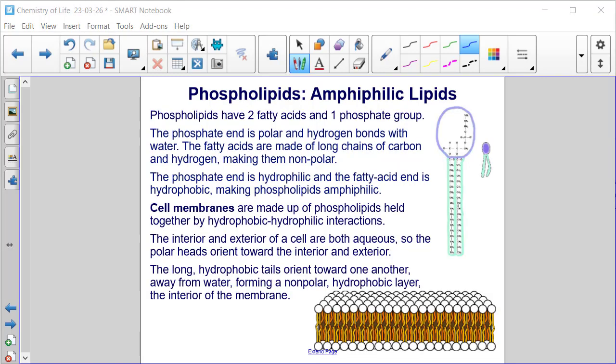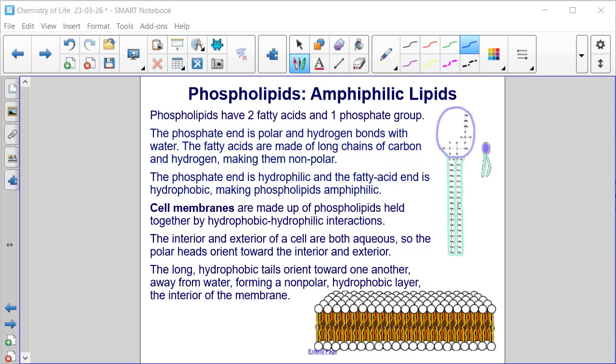Phospholipids, amphiphilic lipids. Phospholipids have 2 fatty acids and 1 phosphate group. The phosphate end is polar and hydrogen bonds with water. The fatty acids are made of long chains of carbon and hydrogen, making them nonpolar. The phosphate end is hydrophilic and the fatty acid end is hydrophobic, making phospholipids amphiphilic.